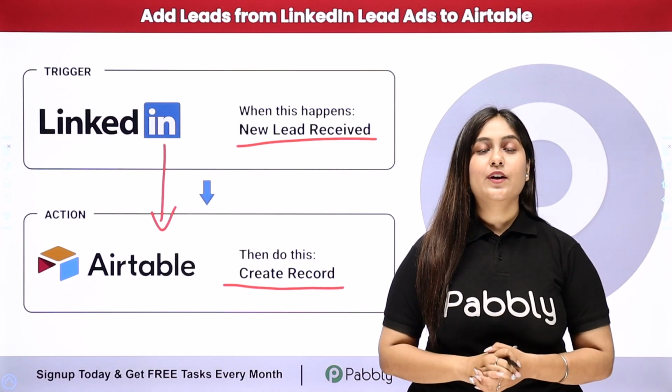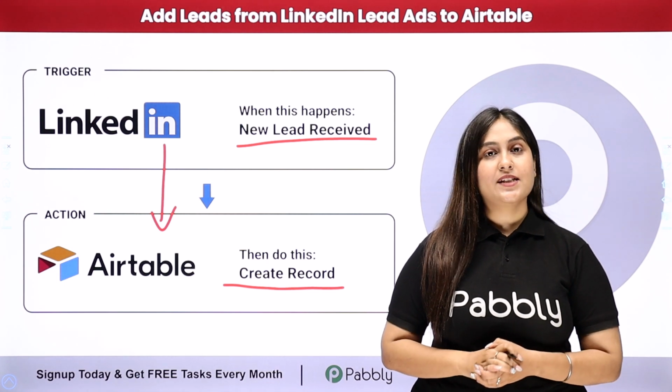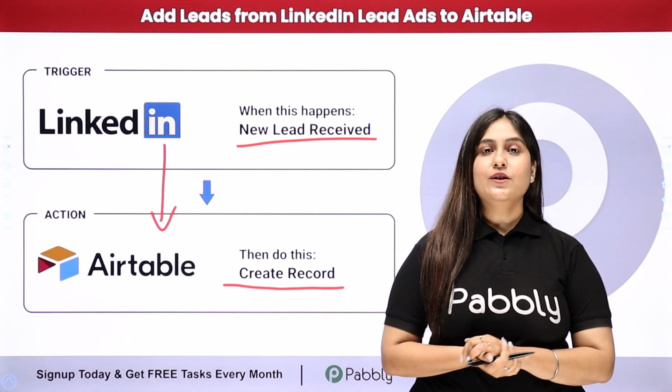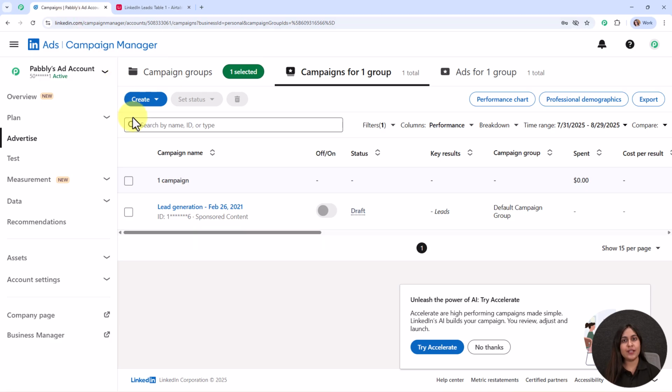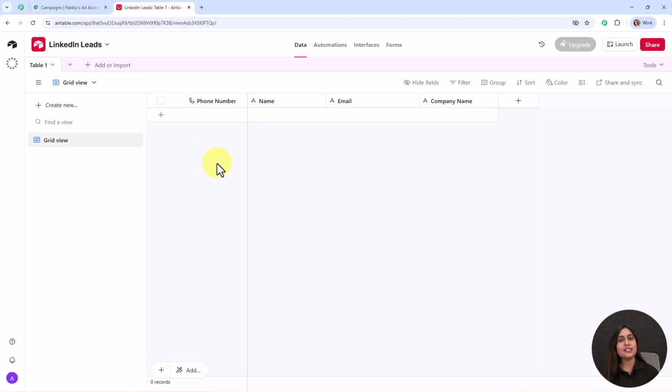So now, to see the working of this automation and to learn this process step by step, let me take you all to my screen. Welcome to my screen. Here on my screen you can see my Airtable account, and here you can see my LinkedIn ads campaign manager where I've drafted a test campaign and I'm running a test lead form. So basically my objective is as soon as I receive a new lead through my LinkedIn lead ad, I want to automatically add that lead detail in my Airtable as a new record.